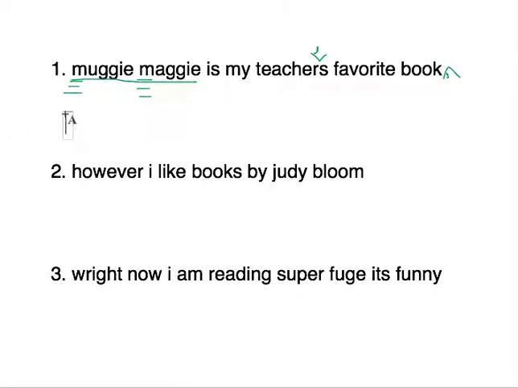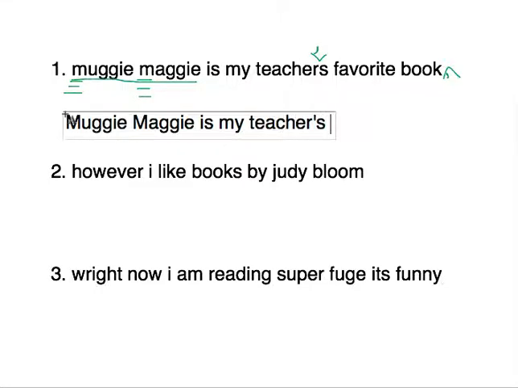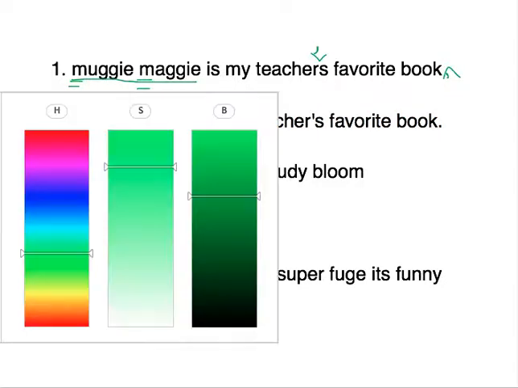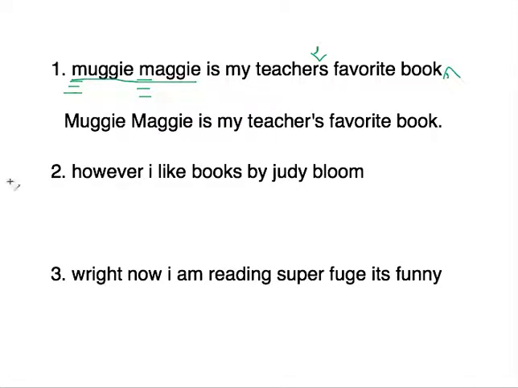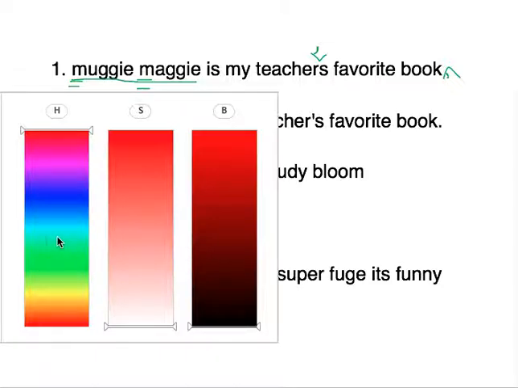So I'm going to go ahead and rewrite it with what I changed. And I will go back and underline Muggy Maggie after I'm done retyping it. My teacher's favorite book, period. And then I'm going to go back and underline Muggy Maggie. So those are the edits that you would want to make to that first sentence.